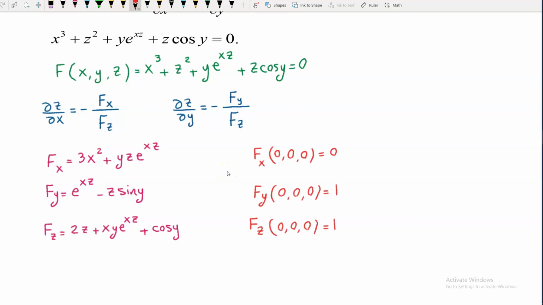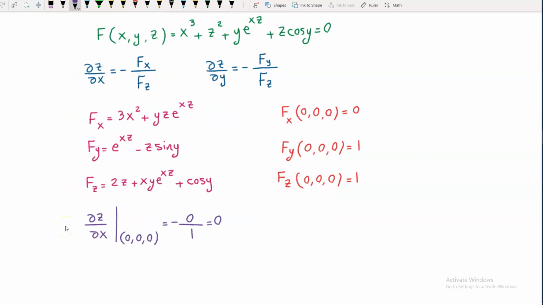The partial derivative of capital F with respect to x at the point (0, 0, 0) is equal to 0. The partial derivative of capital F with respect to y at the point (0, 0, 0) is equal to 1. And the partial derivative of capital F with respect to z at the point (0, 0, 0) is equal to 1.